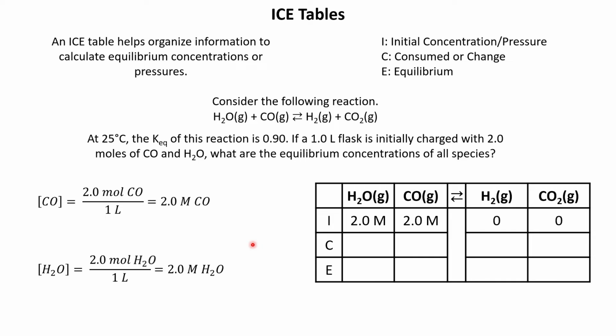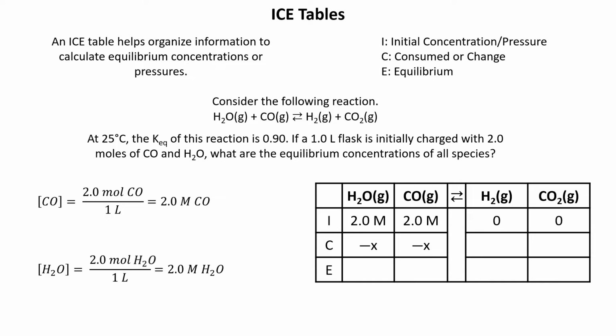To do this, we need to know which way the equilibrium is going to shift. Now, this problem is quite simple. We have reactants only, we have no products, so our reaction is most definitely going to shift to the right to form products. That means I am going to consume some of my water and my carbon monoxide to form hydrogen and carbon dioxide. Now, I don't know how much this is going to change, so I'm going to call this X. So I'm going to have minus X both in my water and my carbon monoxide boxes.